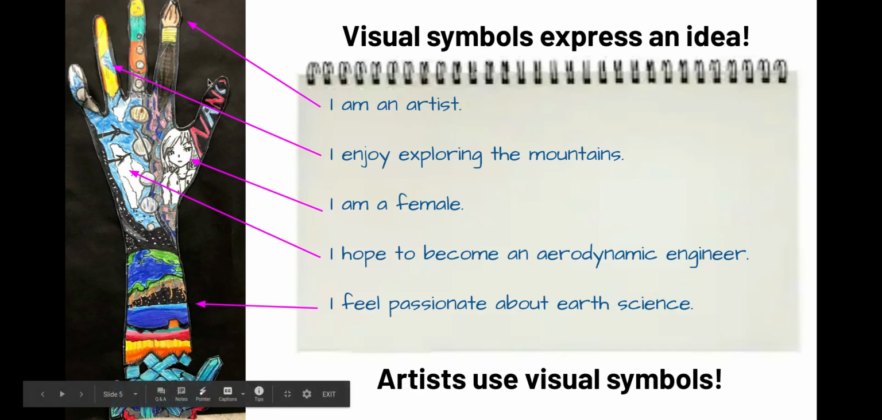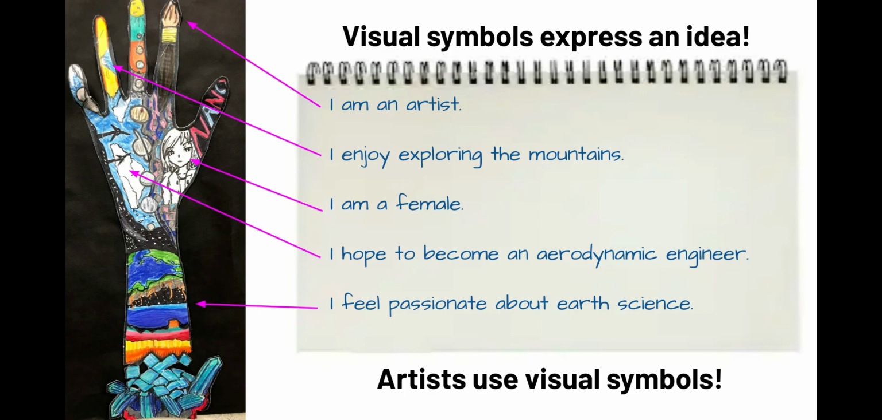So let's look at this exemplar artwork. When we look at the visual symbols, we start to get clues about who this artist is. When I see the paintbrush, I know that this means I am an artist. When I see the mountains over here, that tells me that this artist enjoys exploring the mountains. This drawing of herself shows me that she's female. She included these windmills and blue skies because she hoped to become an aerodynamic engineer who gets to construct the different types of wind energy. And then down here, big part is that she feels passionate about earth science.